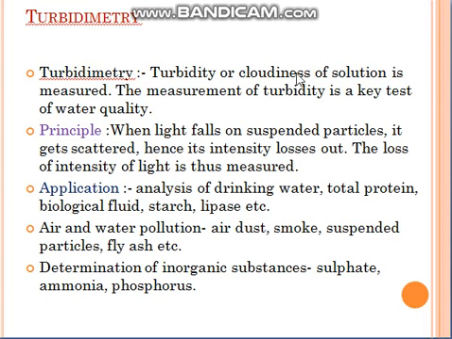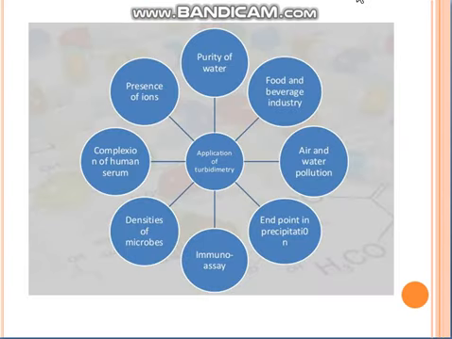The application of this technique could be found in air and water pollution. For example, air dust, smoke, suspended particles, fly ashes found in the atmosphere, that could be measured. It is also applied in the determination of certain inorganic substances, for example, sulfate, ammonia, and phosphorus. In this slide, we can see the applications of turbidimetry, like presence of ions, purity of water, food and beverage industry, air pollution, water pollution, densities of microbes, etc.